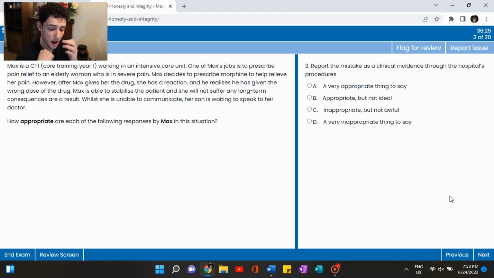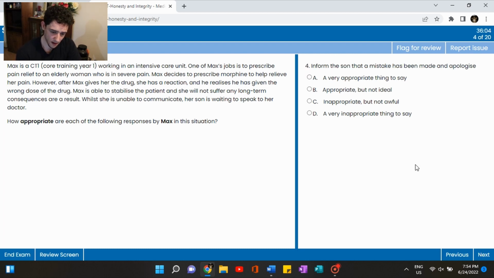Number 3, report the mistake as a clinical incident through the hospital's procedures. Yeah, that's a pretty appropriate thing to do. So, following any sort of procedure that the hospital sets out, it's always appropriate to follow procedure. So, that's pretty straightforward.